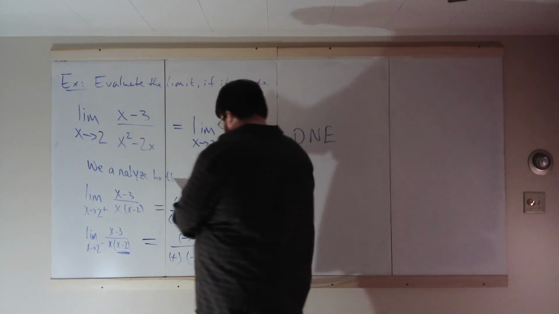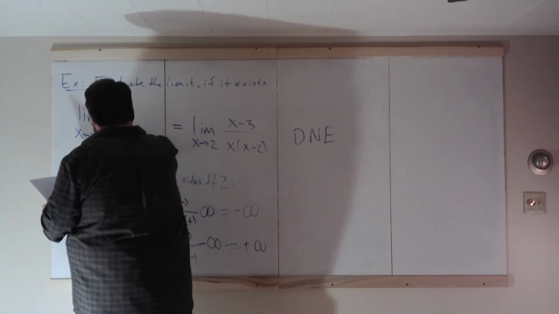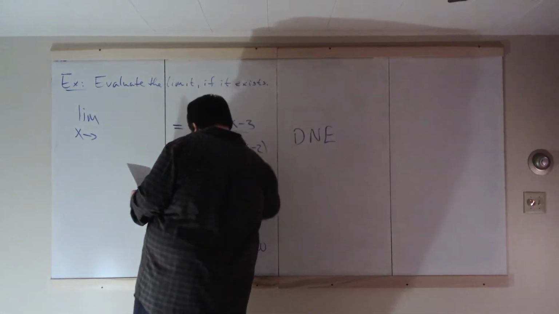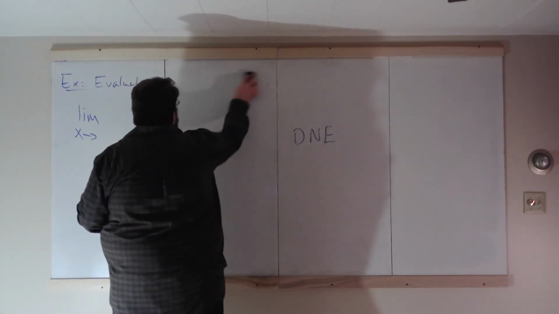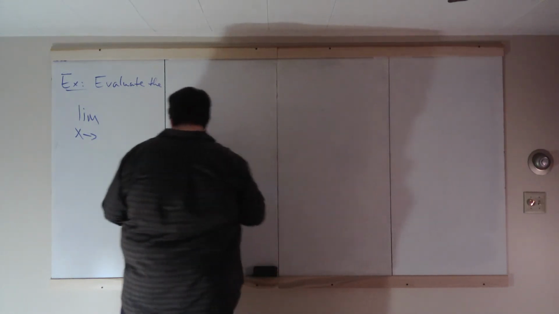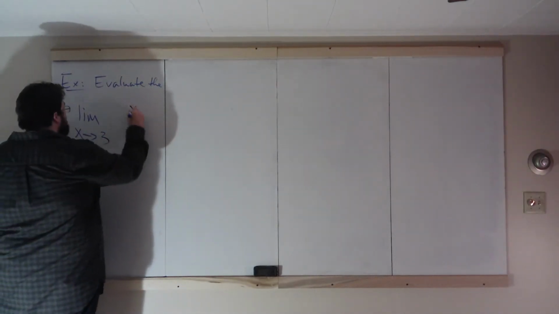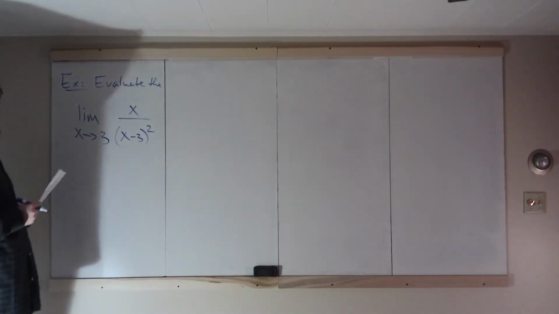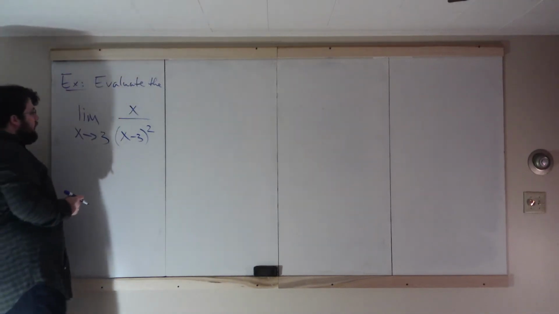Let's do another. Oh, I should have left those directions there. Evaluate the limit if it exists. That one didn't exist. We had to do a good amount of work to show that it didn't exist, though. x over x minus 3 squared. We'll do 2 more, including this one. x over x minus 3 squared.